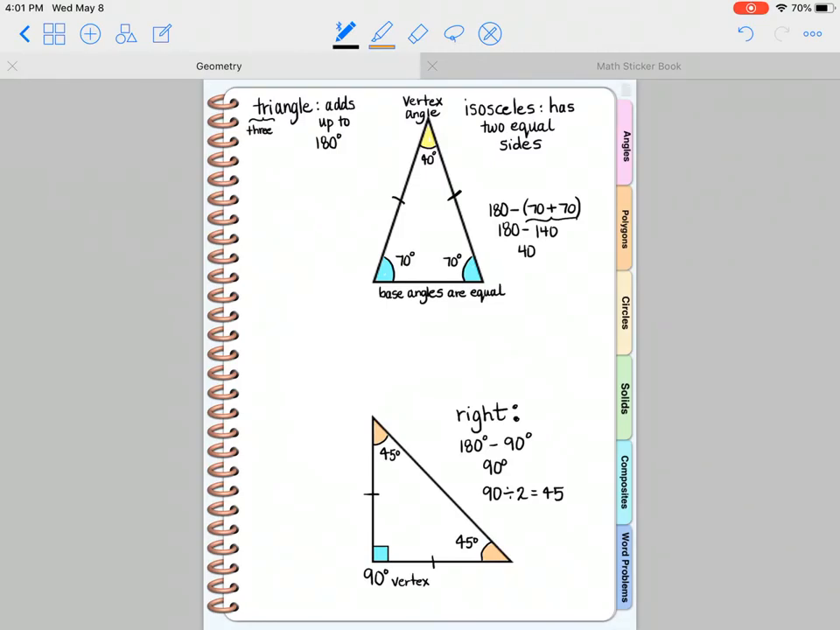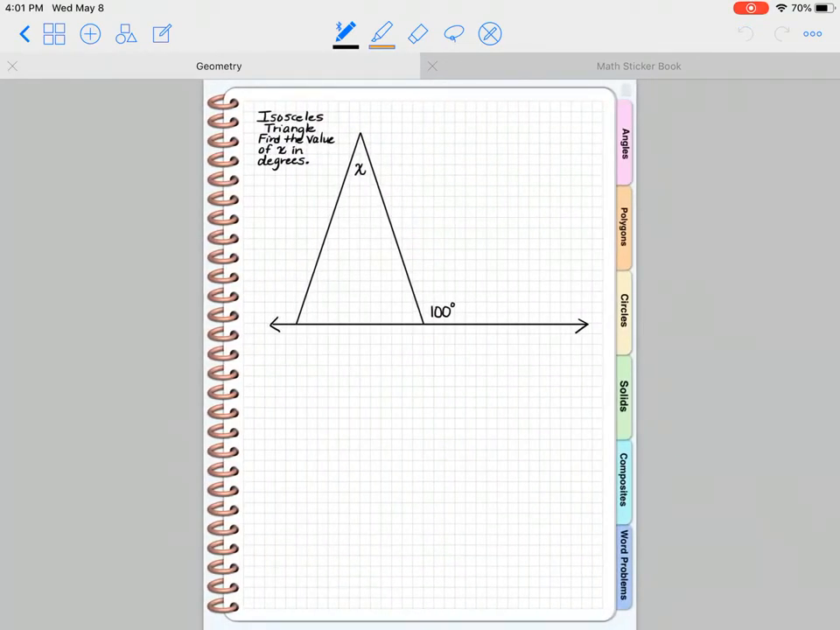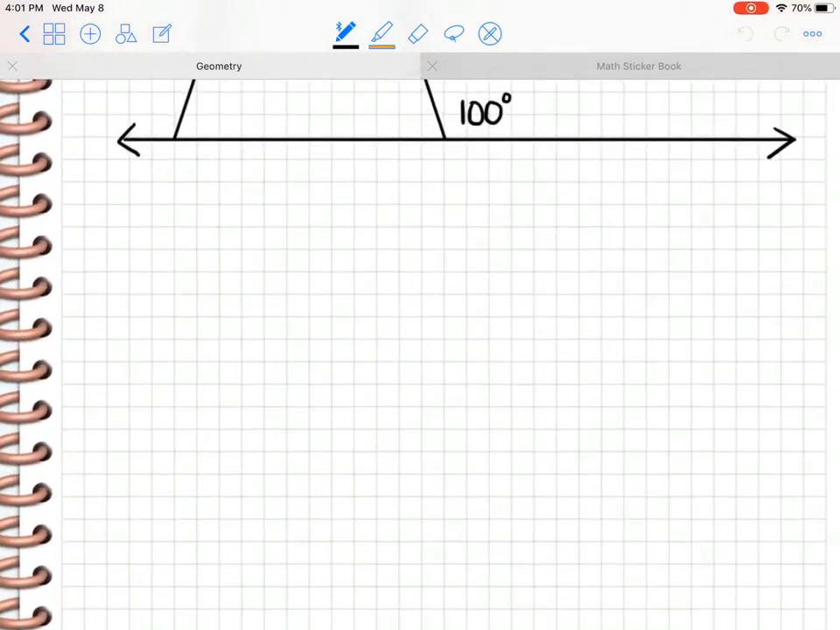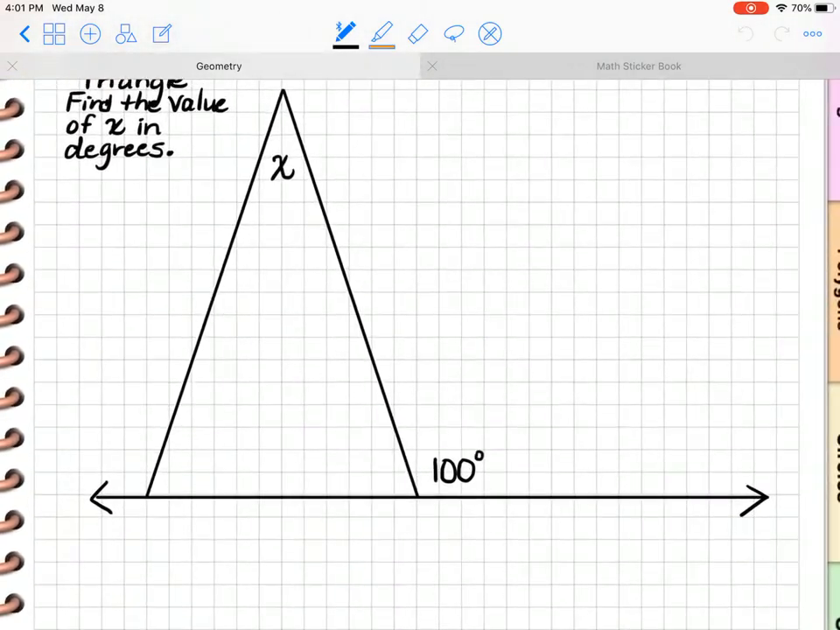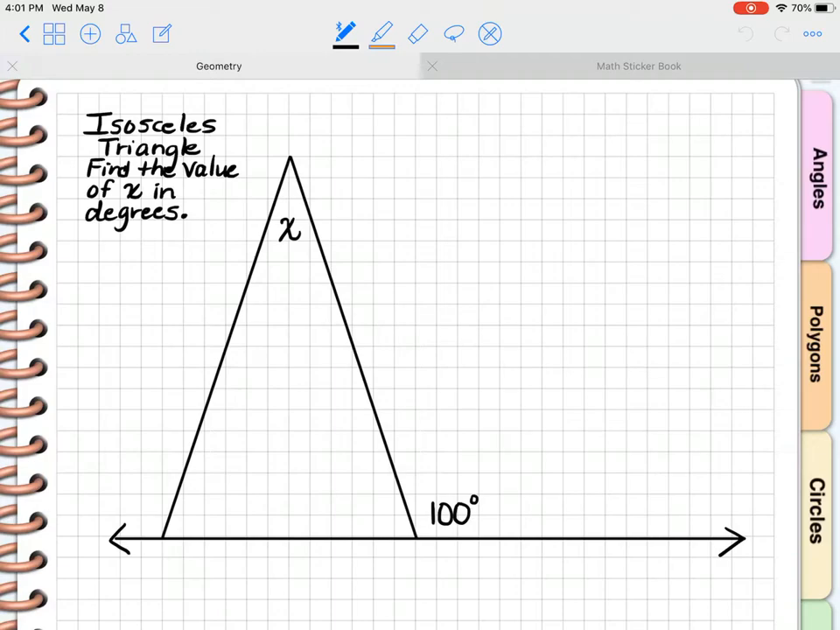I have one more part of this that I want to show you, and that's actually a word problem of sorts. Sometimes they will give you a diagram like this one and ask you to find a missing amount. So this is saying that we have an isosceles triangle. We need to find the value of x in degrees. So here is the x. This is what we need to find. We need to find the vertex angle of this isosceles triangle.